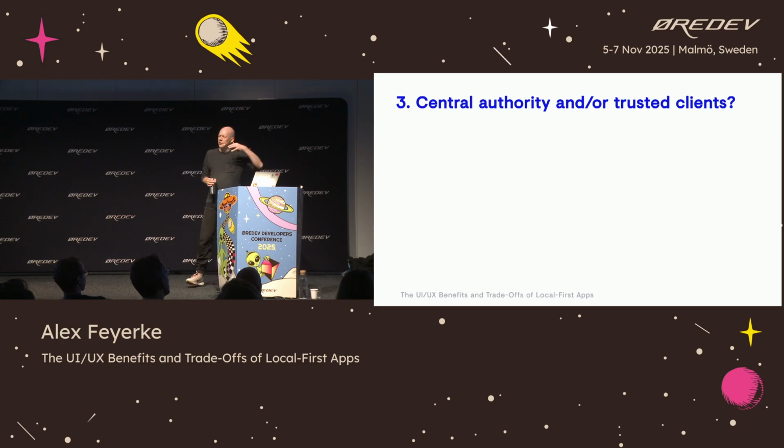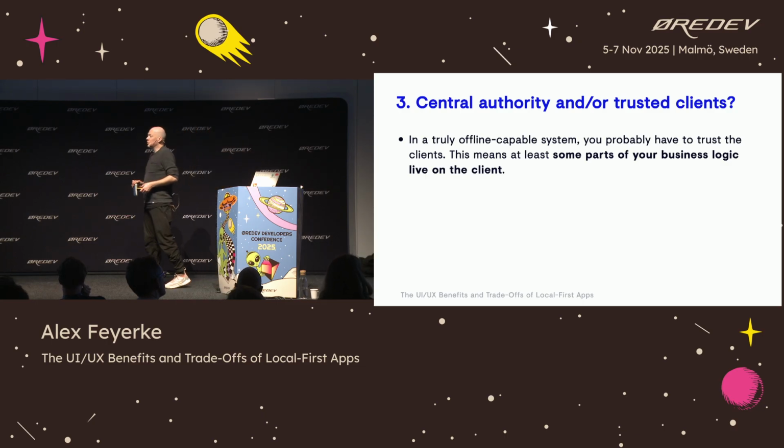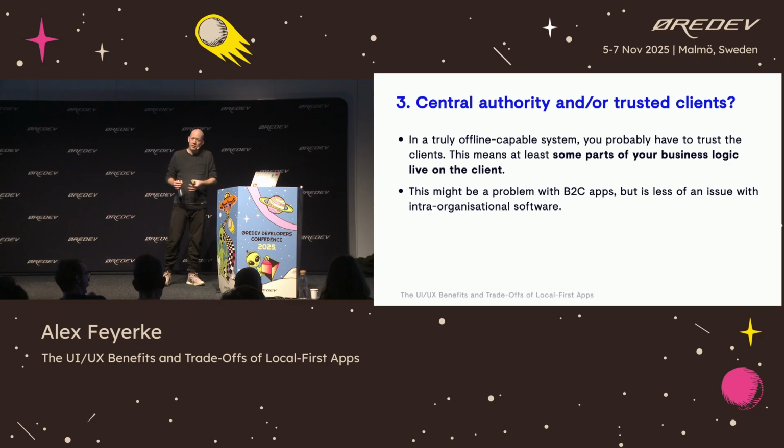Third point, is your app going to have a central authority? Is it going to trust client writes, or is it going to do a bit of both? So if it's truly offline, you probably have to trust the client. If your clients are offline for weeks on end, you can't just pile up writes and then send them off to the server to have them validated and then rejected, and that's just going to cause a horrible mess. And that means at least some parts of your business logic must live on the client. And that can be an absolute no-go for business-to-consumer apps because you don't want to put the code that people are paying for onto their devices, right? But it's less of an issue with stuff where the users are members of the organization or employees of the organization.